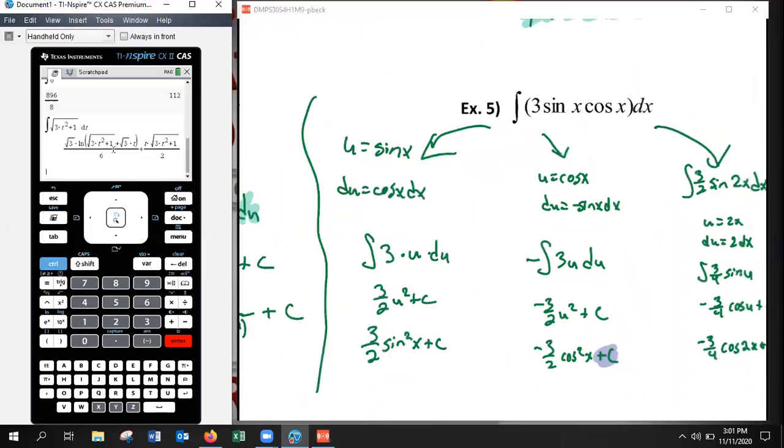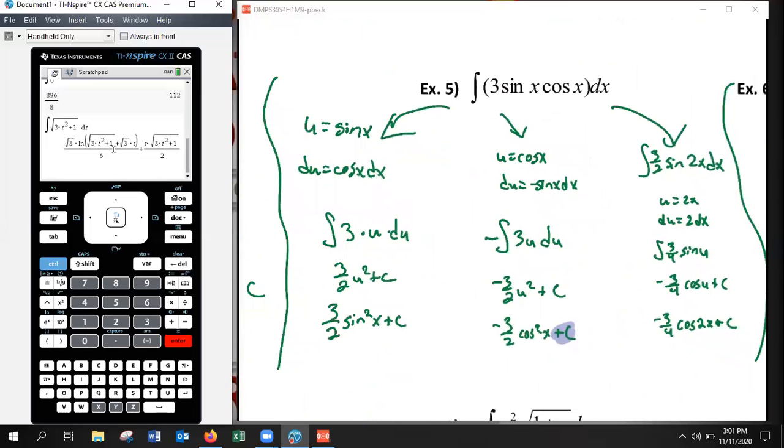Example number 5. I love example number 5. If you could see, I have taken 3 distinct approaches to this problem. The 3 distinct approaches are really designed to say this problem does not necessarily have to be done one way.